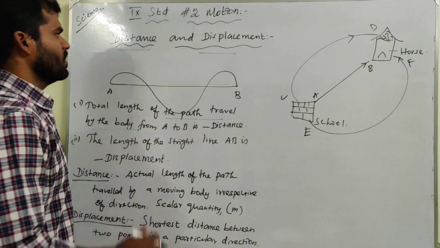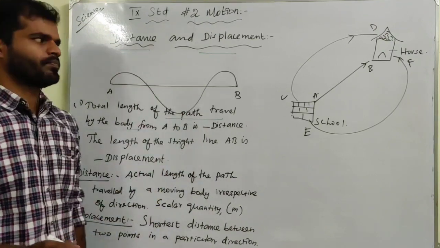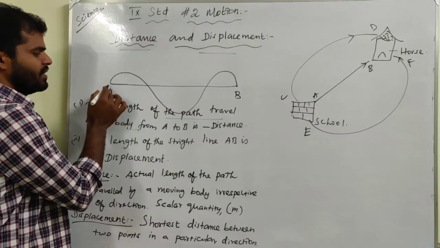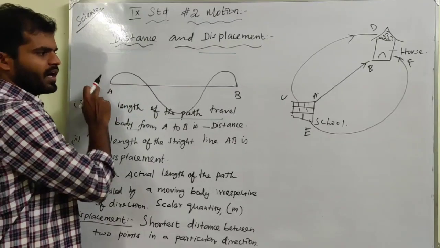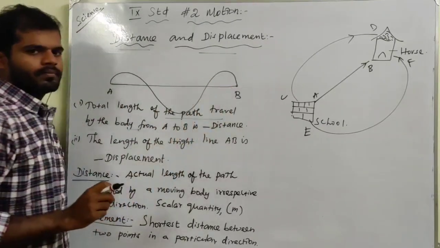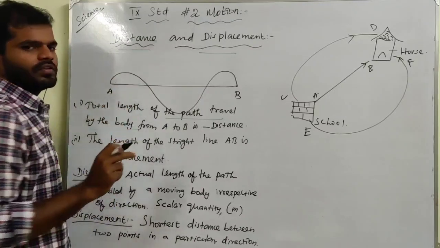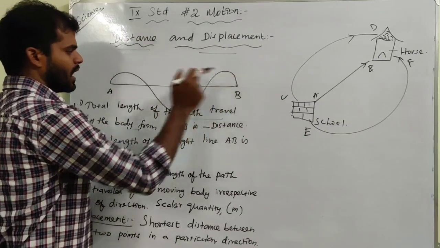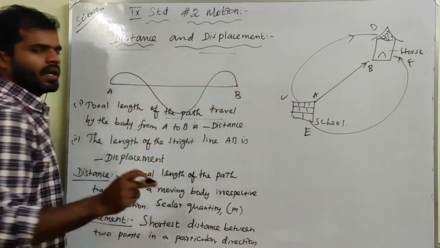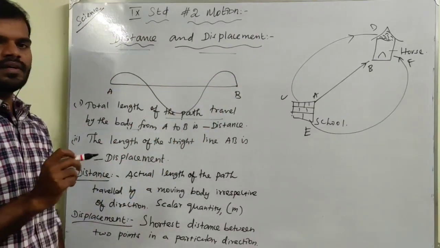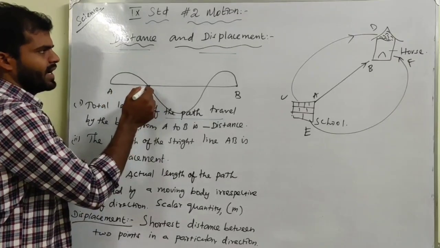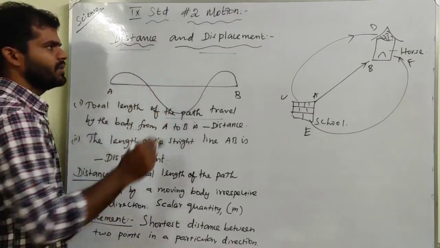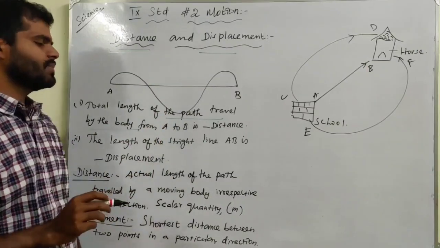Now let's discuss distance and displacement. Consider an object starting from point A and reaching point B. There are two types of pathway. One is traveling along a path and another one is going in a straight line. There are two paths. Let us discuss this diagram and we will come to know which is called distance and which is called displacement. It is very simple actually.